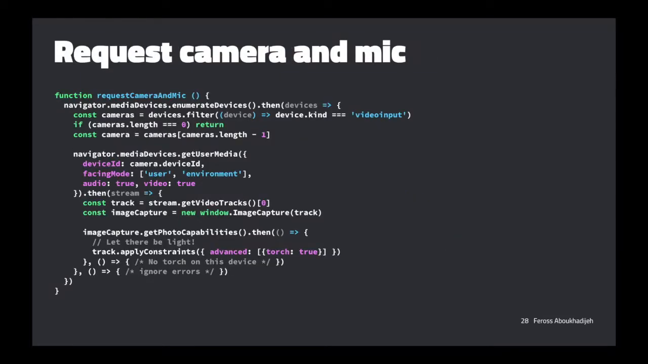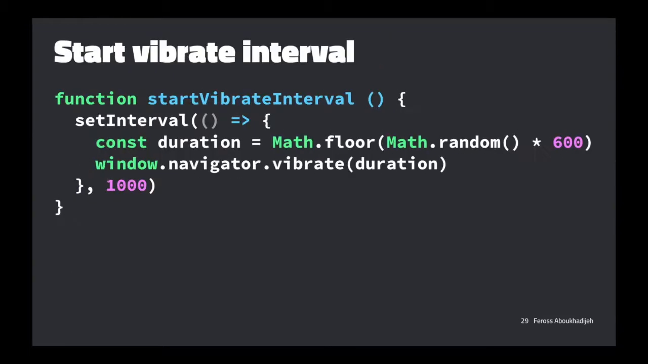Same thing with camera and mic. Of course, this is not going to be allowed unless the user clicks allow. But if they do accidentally click allow, this is a fun one. We can actually turn their flash on their phone or device and blink it. It's called torch, I think. Yeah, where is it? Yeah, torch true. That turns on the flash.